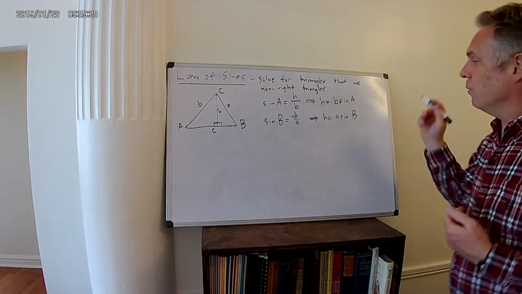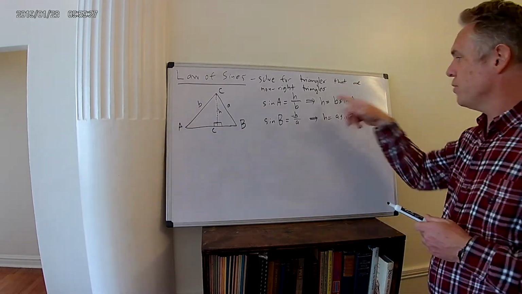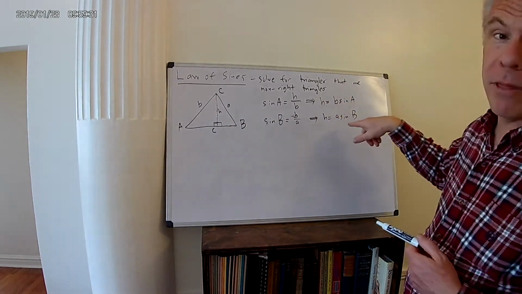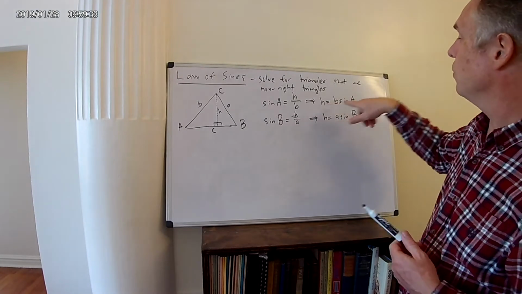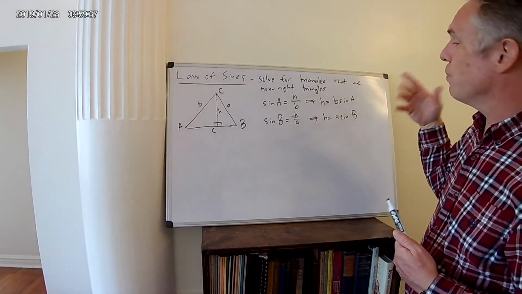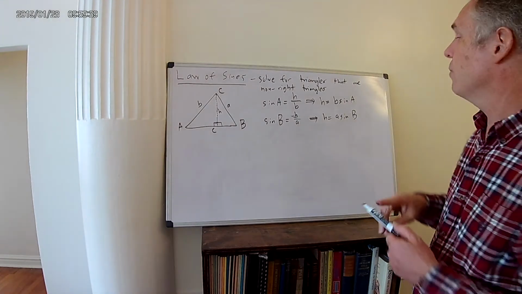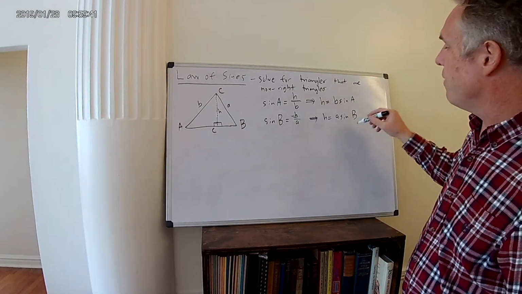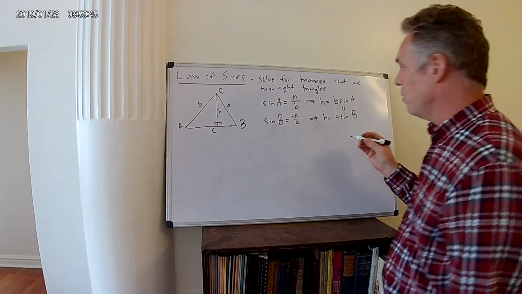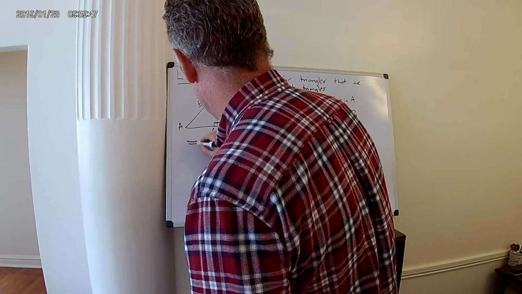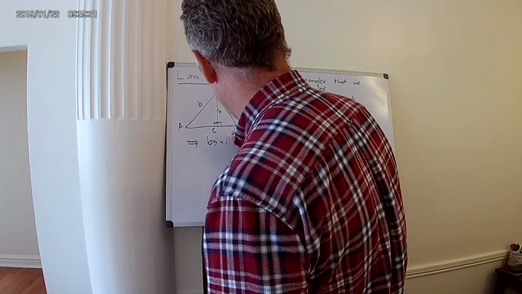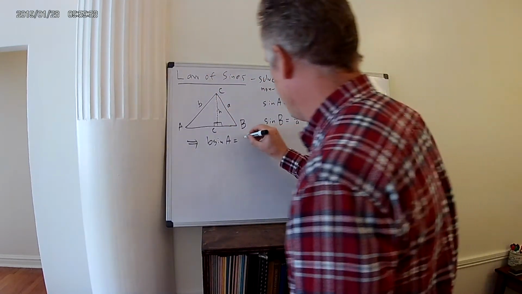And now we use what's called the transitive property. If you have something that's equal to something else, and that same something is equal to a third thing, okay, since h is equal to b sine of A, and h is also equal to a sine of B, there's something called the transitive property of logic, which says that then b sine of A has to equal a sine of B. So these two have to equal each other. So this means that we have b sine of A equals a sine of B.